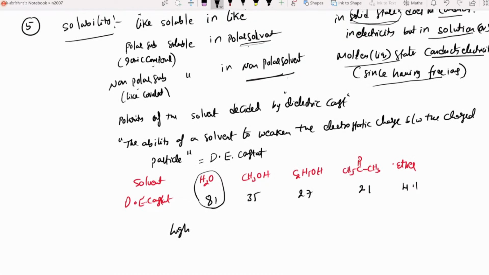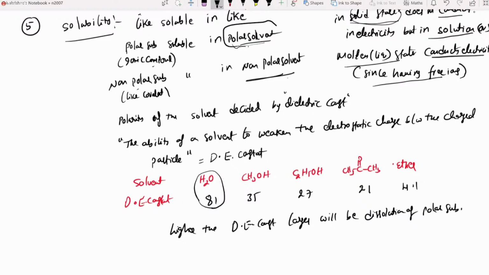The higher the dielectric constant, the larger will be the dissolution of polar solvents, polar molecules, polar substances, anything. So water having the highest dielectric constant is the more polar solvent. So polarity of the solvent is decided by dielectric constant.